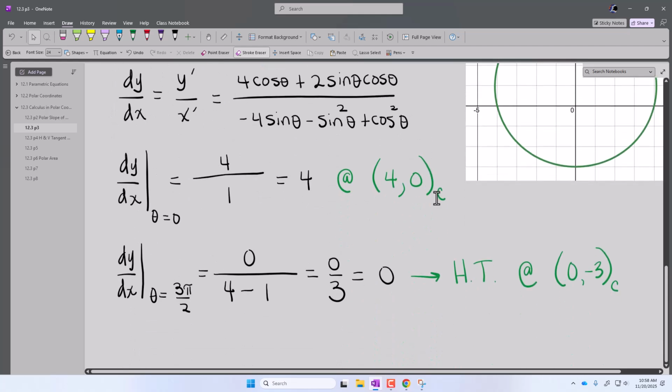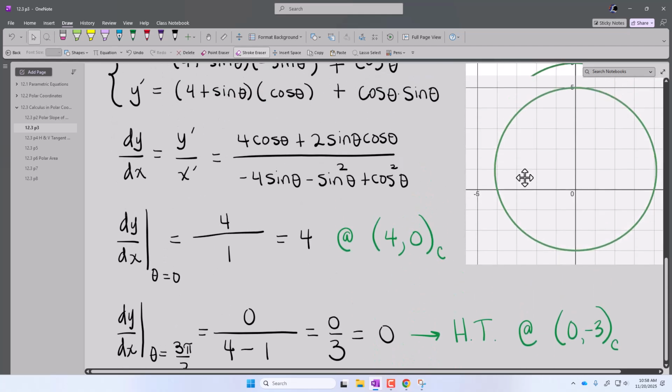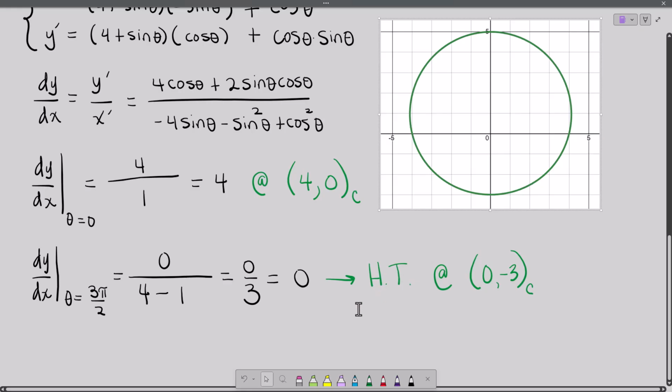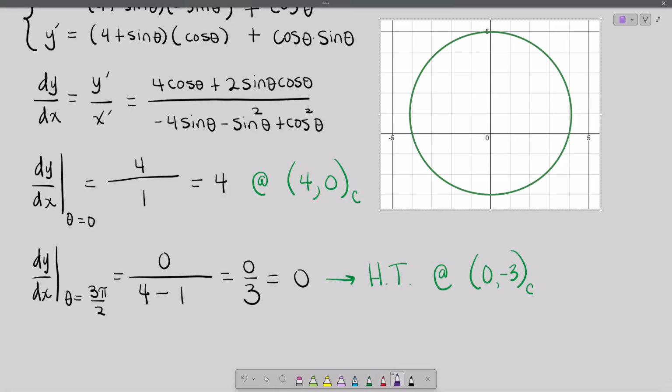Okay, so let's just summarize this here. At 4 comma 0, the slope is 4. Does that track with what we're looking at? So 4 comma 0 is right here. If we drew the tangent line right there, what this is saying is that that slope is 4. That makes sense. That looks like it's in the ballpark. And then at 0 comma negative 3, so that's down here, we found that there was a horizontal tangent, and yeah, that tracks.